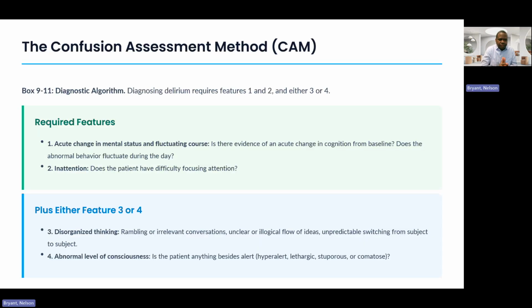So one of the tools that you can use to assess for confusion is the confusion assessment method, which is standardized. It meets the criteria for delirium. For example, patients must exhibit features 1 and 2, for example, acute and fluctuating changes in mental status and inattention. Additionally, they also have to exhibit either feature 3, which is disorganized thinking, or 4, which is abnormal level of consciousness. This is very important, especially when patients present with acute symptoms of confusion.